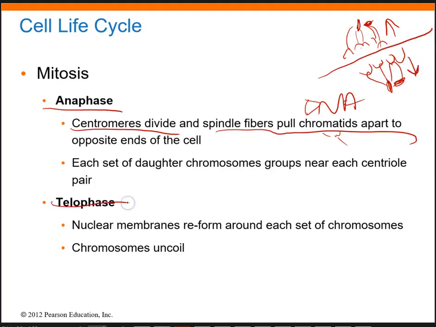And then during telophase, you see new nuclear membranes form. So over on this side, a new nuclear membrane, and then over here, another new nuclear membrane. And then the chromosomes uncoil again.